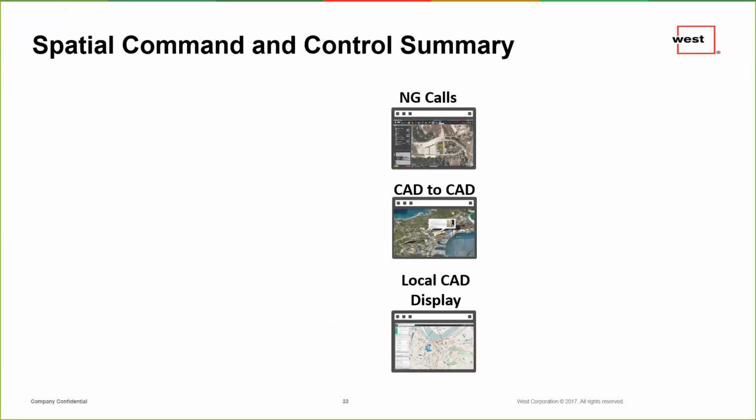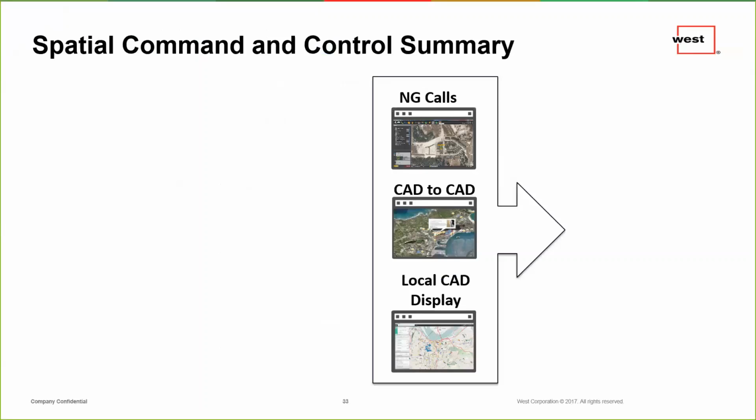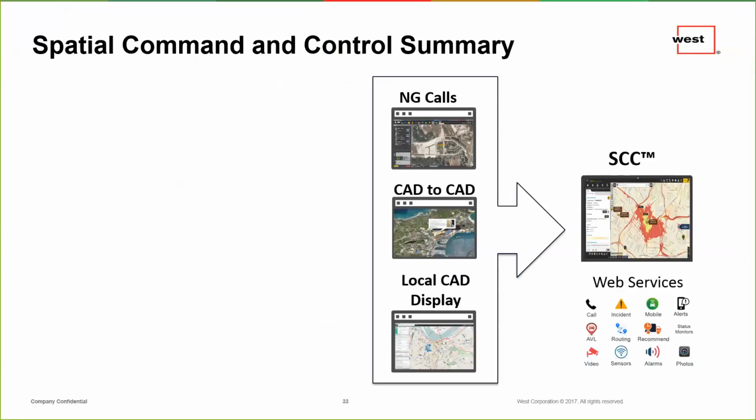I'll have my state next-gen call display. I might have a separate CAD to CAD system, and I might even have a separate local CAD display. First off, when I implement next-gen 911, is this really the goal? Is this really what I want as a call taker or a dispatcher? The answer is absolutely not. I want one system to put up my calls, my incidents, my units, my alerts, my routing, my recommendations. I want it to be fast.